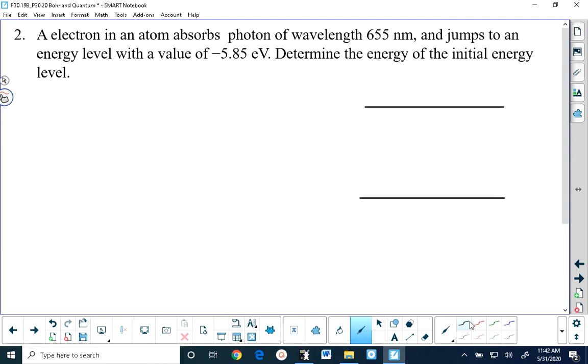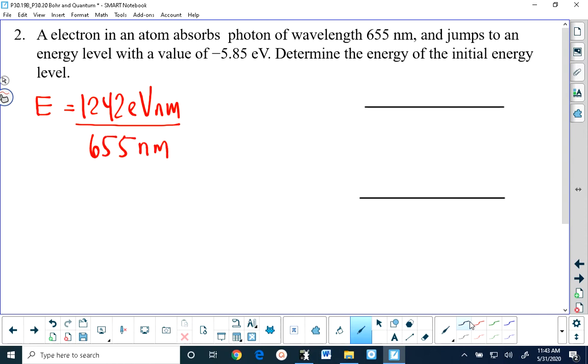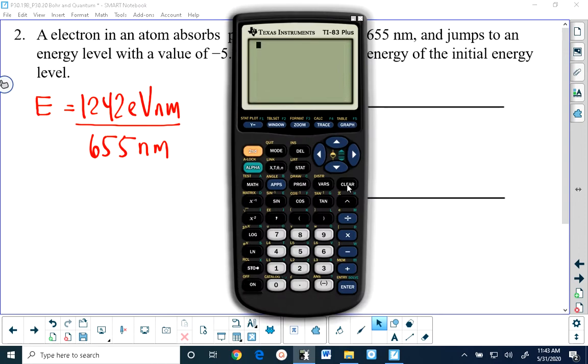All right, an electron in an atom absorbs a photon of a particular wavelength. Why don't we just go ahead and get the energy of that photon out of the way? It's 1242 eV nanometers divided by the wavelength of 655 nanometers, which gives me 1.896 eV.